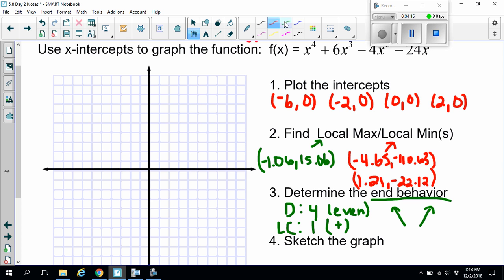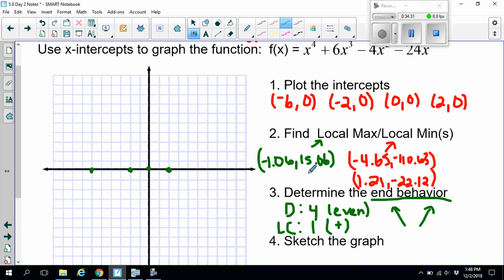So first thing, we're going to plot our x-intercepts. So we have 0, 0, and then negative 2, 0, and then 3, 4, 5, 6. And then we also have 2, 0.